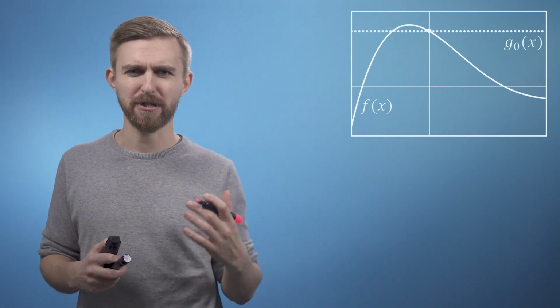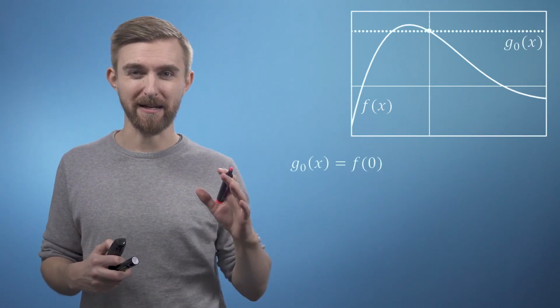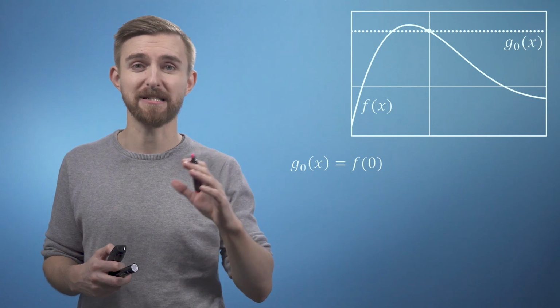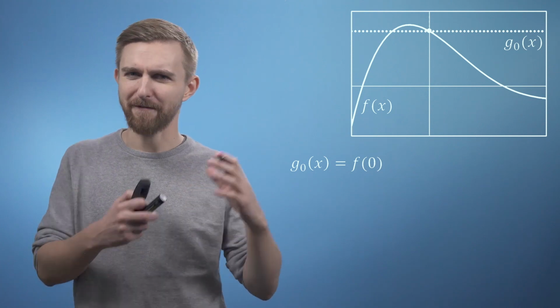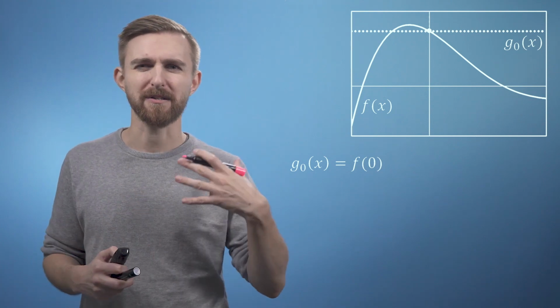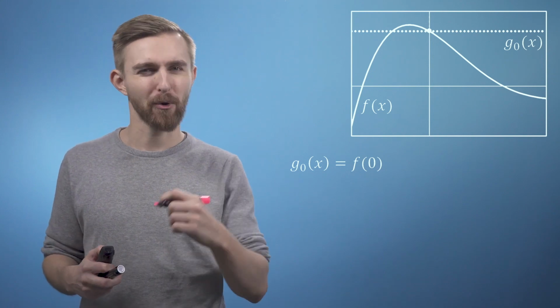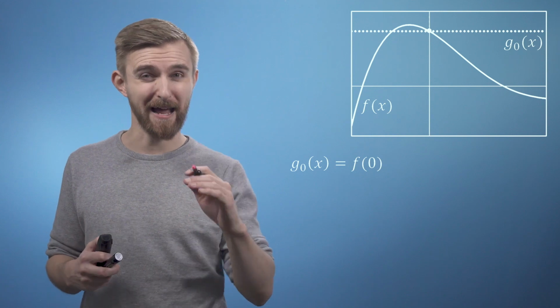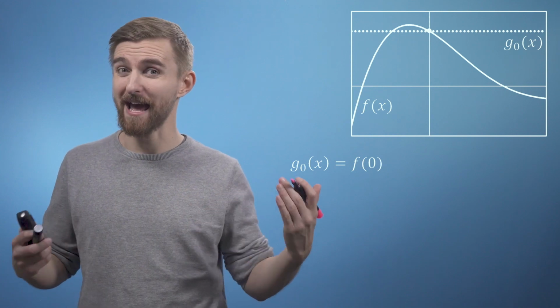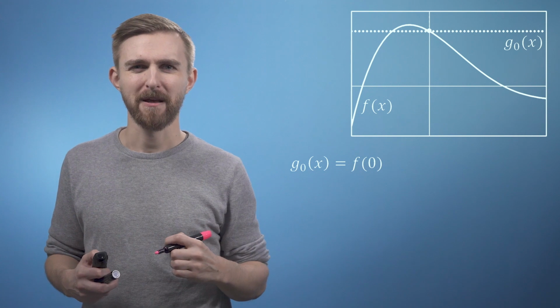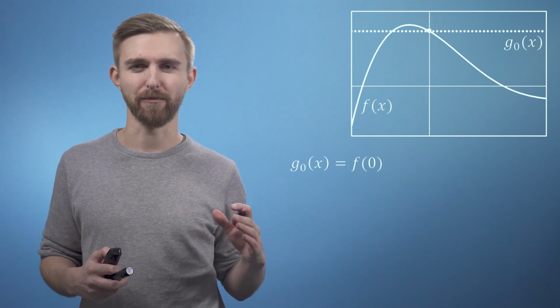So we can plot this first approximation and also write an expression for calculating g0 of x, which is just f of 0. We call this our 0th order approximation, and clearly it's not very good. But also notice that as this line is flat, it's actually not even a function of x. We can do better. So let's now find our first order approximation.